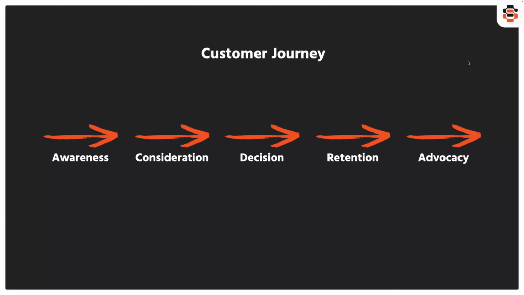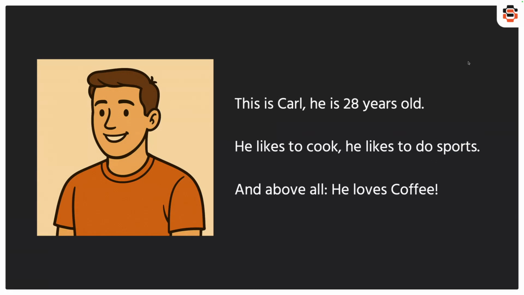So now I talked much about the theory behind the customer journey, and now I brought you a little example so we can really understand what the different phases are about. And we are going to talk about Carl today. He is 28 years old. He's an average guy. He likes to cook. He likes to do sports. But above all, he loves coffee.